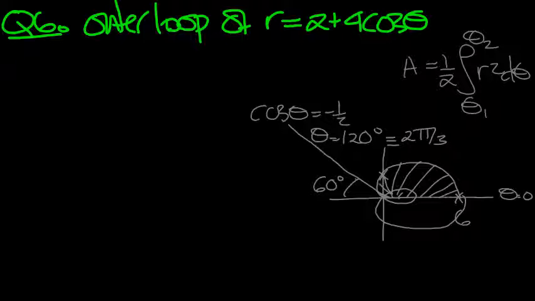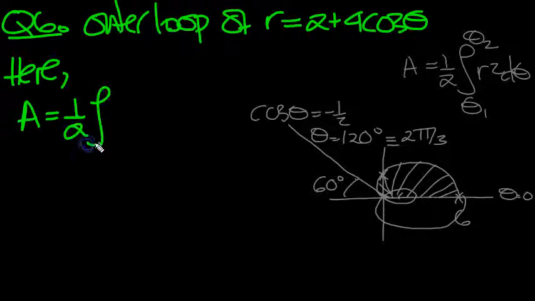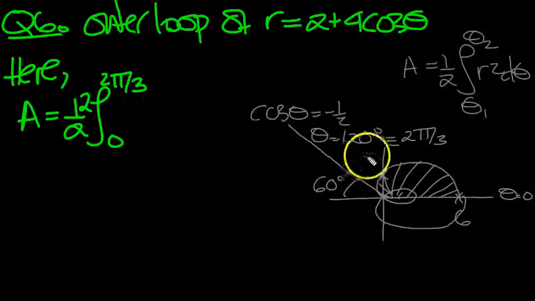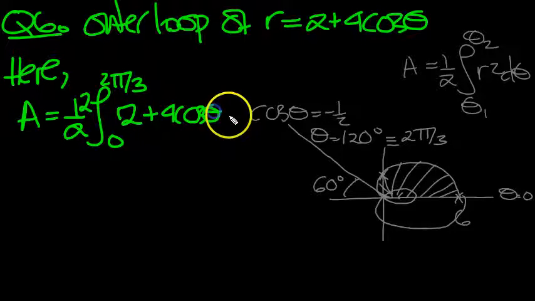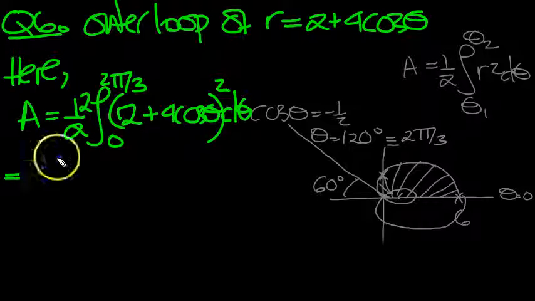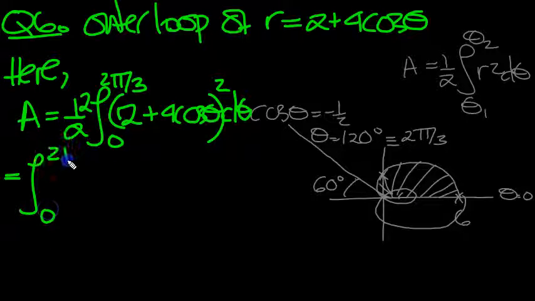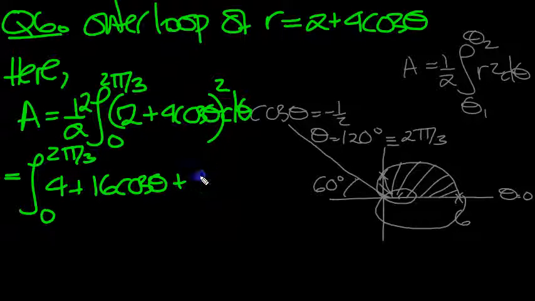So here then, the area is equal to a half, 2 lots of, so I'm going to put the 2 up there, 0 to 2 pi over 3, that's 120, of 2 plus 4 cos theta d theta, and this is r squared. There we go. So that's equal to then, these 2's cancel, we're just left with the integral between 0 and 2 pi over 3 of this squared, which is 4, first term. We're going to get 8, 2 lots of 8 is 16, so it's 16 cosine theta, plus, and then we'll also have a 16 cos squared theta d theta.